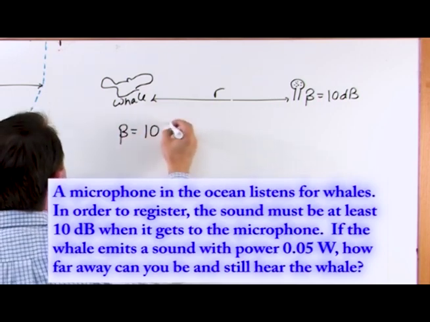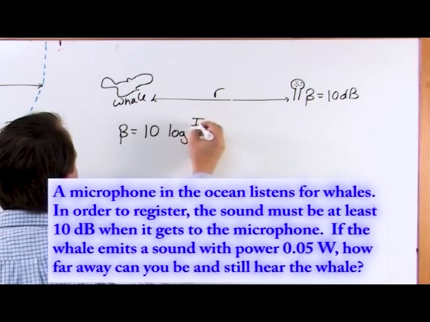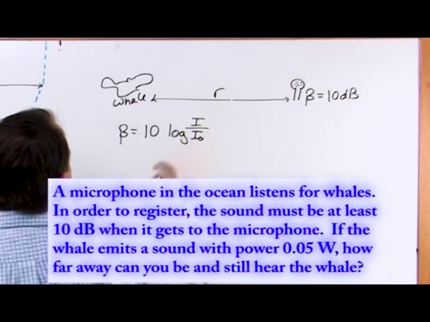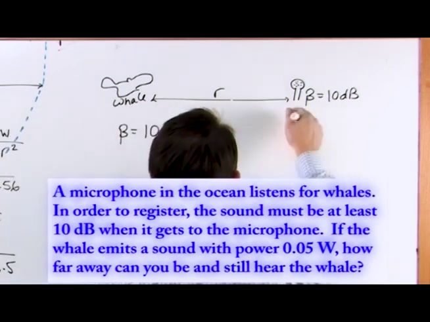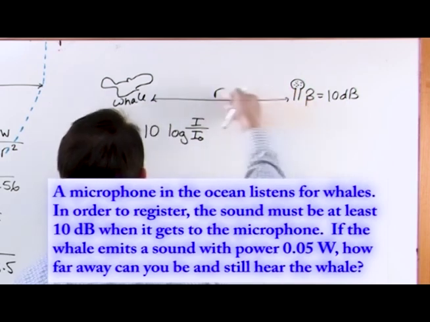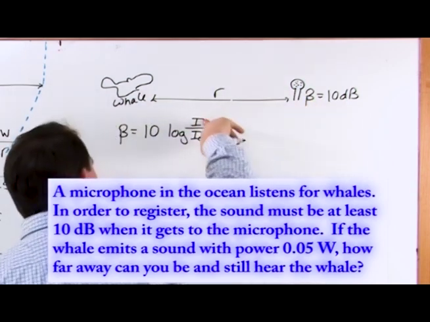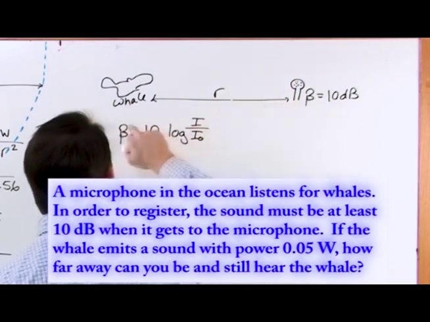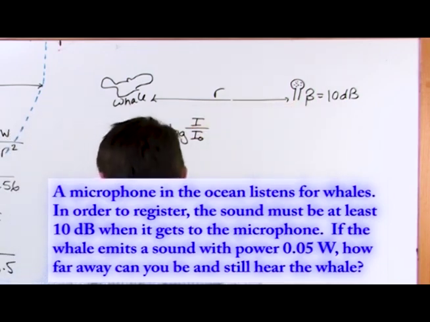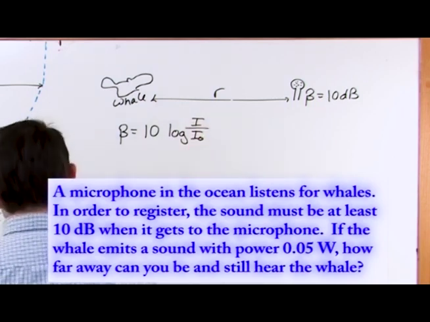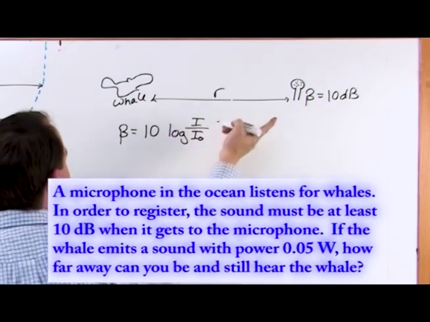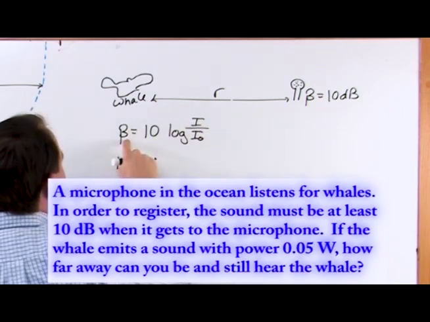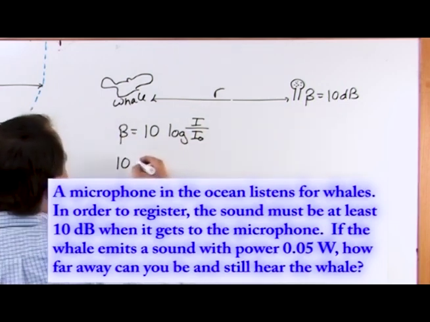It's 10 times the log of the intensity of the sound divided by I naught. In other words, if I'm trying to calculate the sound level that this wave is emitting, I need to know what the intensity is from the whale as it has reached this point, and then I can calculate 10 dB. But I don't really know what I is yet, so I'm going to calculate that first. So I'm going to put 10 dB down because that's the sound level I'm shooting for.